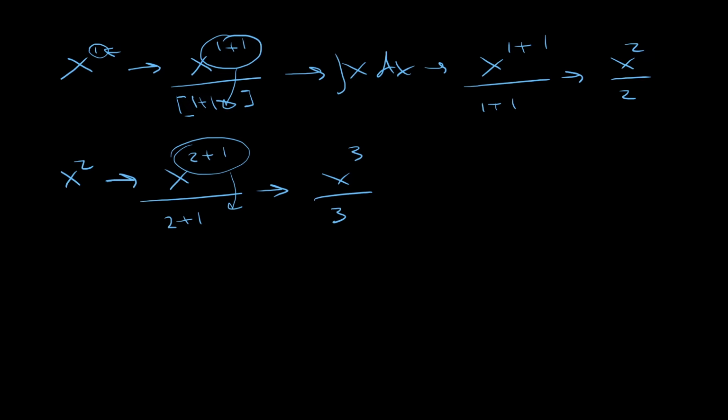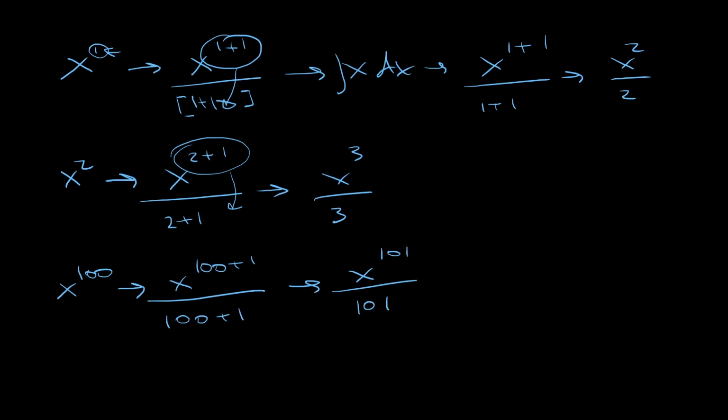Okay, let's do another example. So let's say we have x to the 100. You're asked to integrate this one. It's the same thing. So x to the 100 plus 1, and down here the same thing, 100 plus 1. So the solution is x to the 101 over 101. Okay, let's keep going.